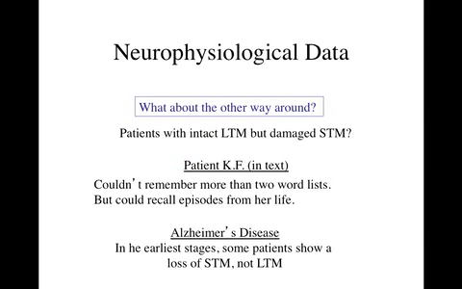What about the other way around? Can you have intact long-term memory and then depleted short-term memory? The answer is there are some examples of that. Patient KF had very severe short-term memory deficits, but was able to remember long-term memory episodes from way back in her life. And as we mentioned, Alzheimer's disease also has a characteristic that you can see some depletion of short-term memory capacity even before any deficits in long-term memory are apparent.